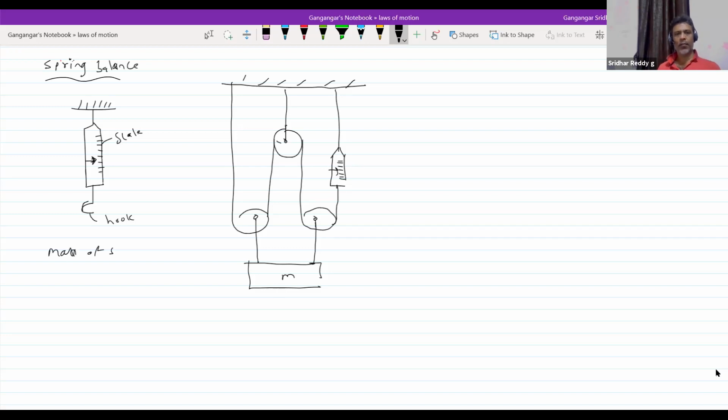Mass of spring balance, negligible. So therefore, what is the tension? What was the tension in the rope? That should be the reading of the spring balance. So I'm asking: find the reading of the spring balance here. Okay, now how do you manage this?